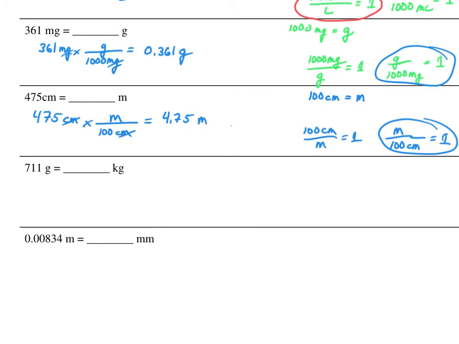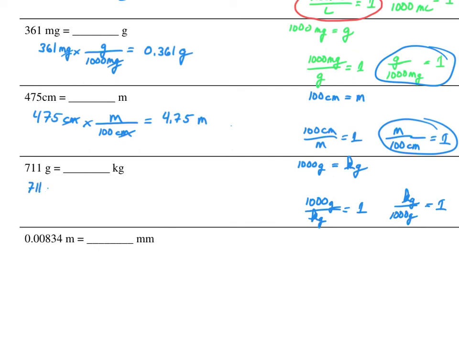I'm sure it feels very tedious at this point to continue to write out the identity and both conversion factors, but I encourage you to do that until you're very comfortable solving problems this way. Grams and kilograms, we know that 1,000 grams is equivalent to a kilogram. So we have our two factors.